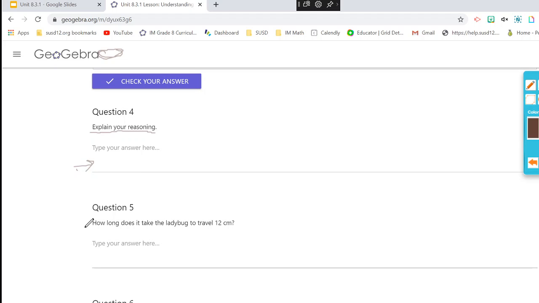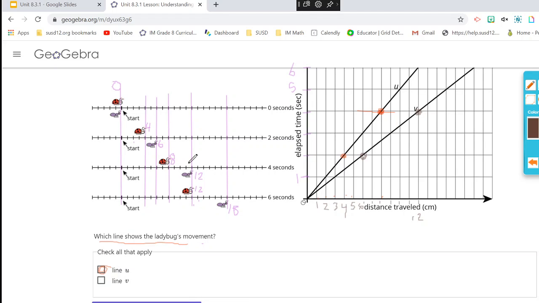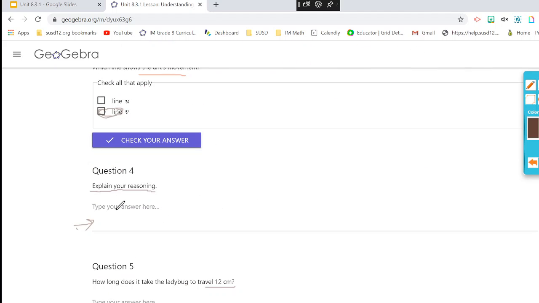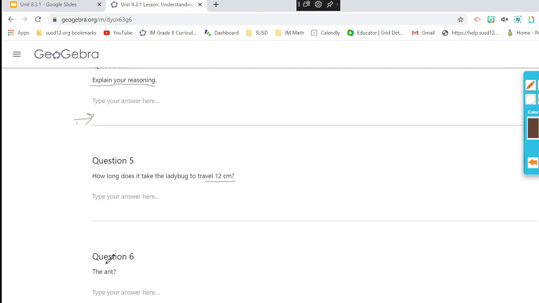Question number 5. How long does it take Ladybug to travel 12 centimeters? Let's go back to the tick mark graph. Here is Ladybug at 12 centimeters. You can read how much time it is and enter it in. Question number 6.